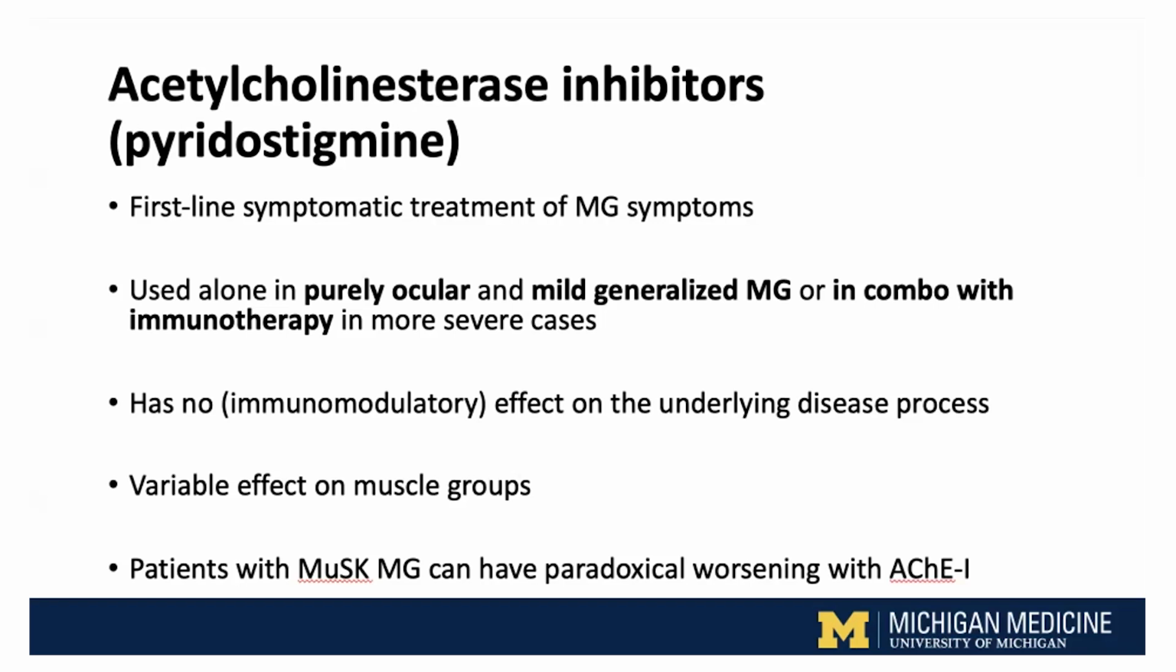As far as other types of antibody-associated myasthenia gravis, particularly with MuSK antibody, patients with MuSK can actually get worse with acetylcholinesterase inhibitors like pyridostigmine. So we often don't try those because, like I mentioned, those patients don't notice any difference or they get worse.